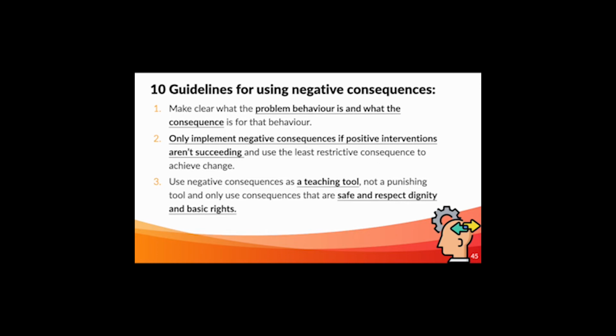Number 1, make it clear what the problem behaviour is and what the consequence is for that behaviour. Number 2, only implement negative consequences if positive interventions aren't succeeding, and use the least restrictive consequence to achieve change. Number 3, use negative consequences as a teaching tool, not a punishing tool, and only use consequences that are safe and respect dignity and basic rights.